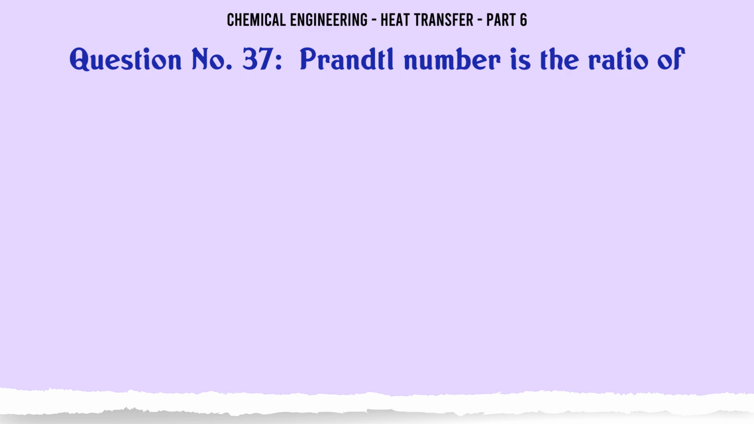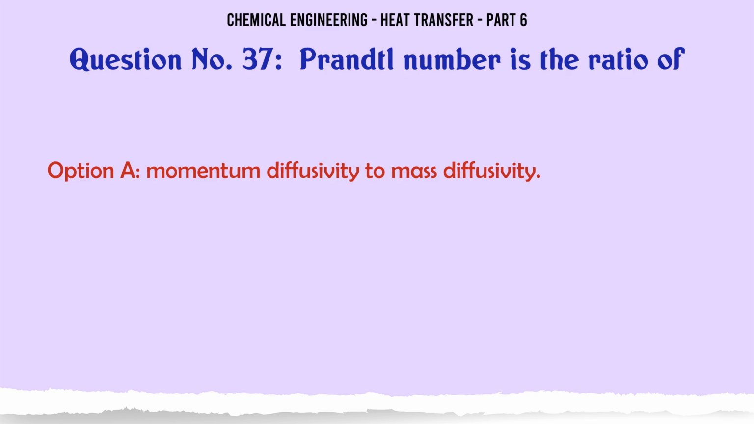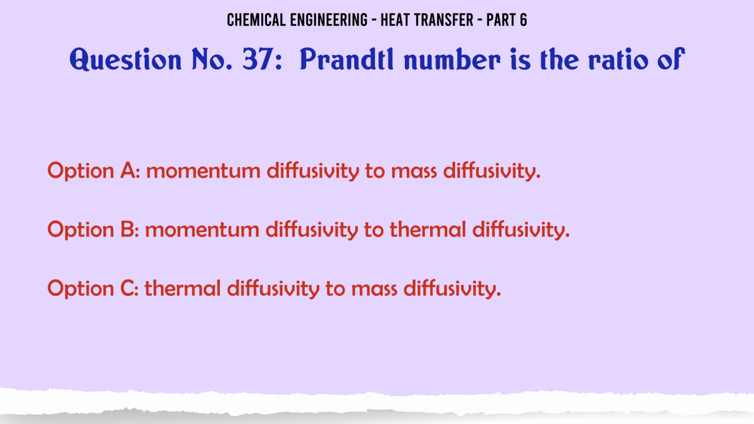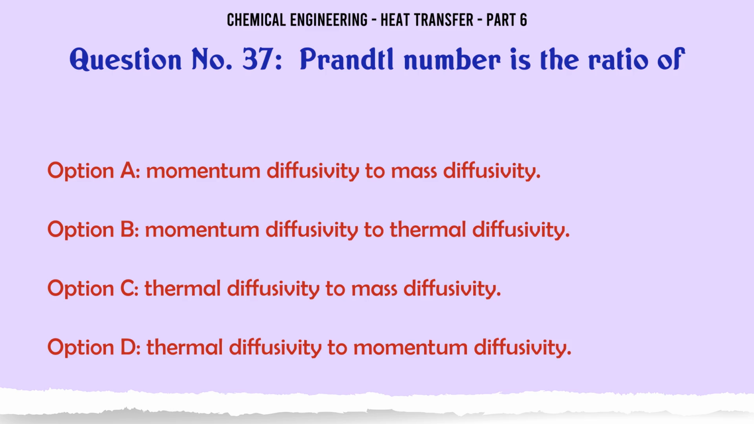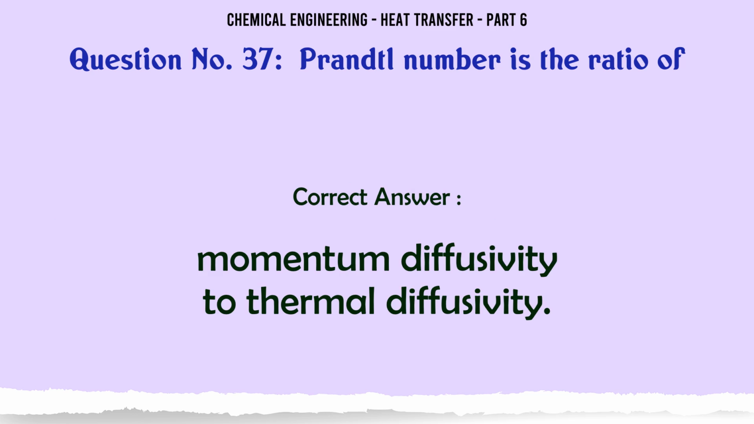Prandtl number is the ratio of A. momentum diffusivity to mass diffusivity, B. momentum diffusivity to thermal diffusivity, C. thermal diffusivity to mass diffusivity, D. thermal diffusivity to momentum diffusivity. The correct answer is momentum diffusivity to thermal diffusivity.